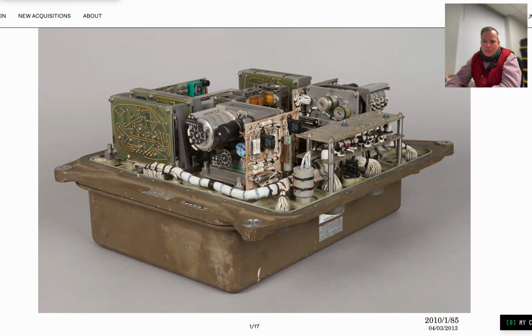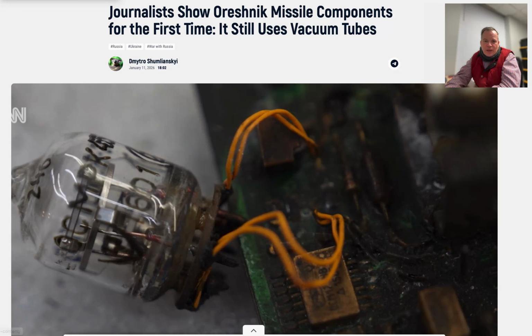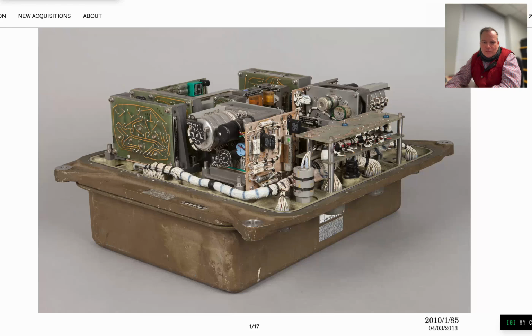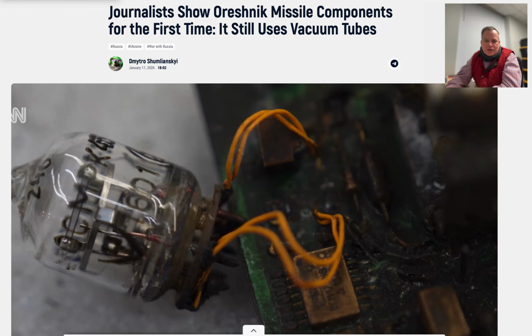But here we have, I believe, from 1960, the guidance system for the Pershing missile. So this does have vacuum tubes, but they don't look like glass tubes, like something you see here. So anyway, they do have vacuum tubes. They just don't, at least in this image, you don't see any tubes that are glass. You see some kind of material there, but it certainly doesn't look like this image of what supposedly Ukrainian investigators found in the debris field of the Oreshnik.